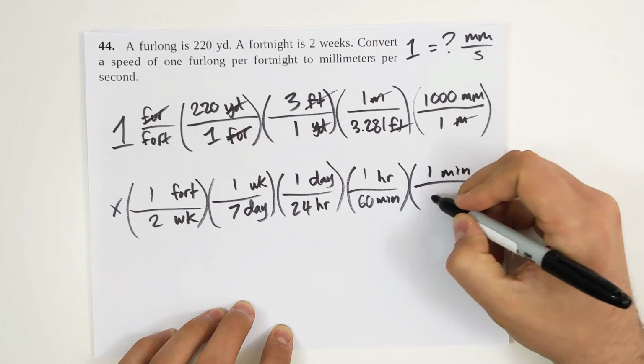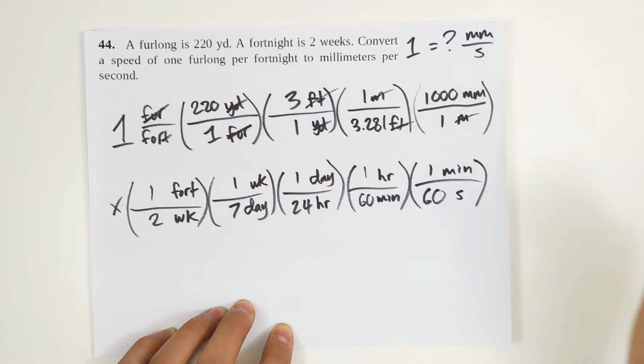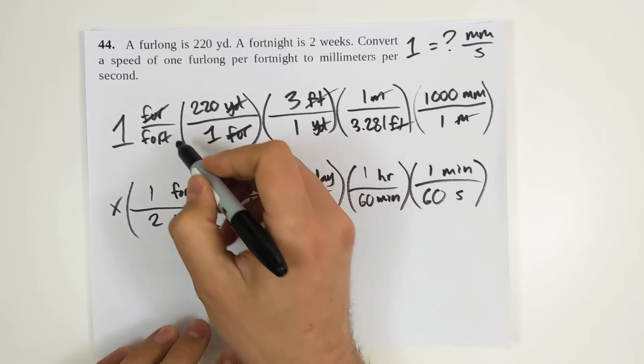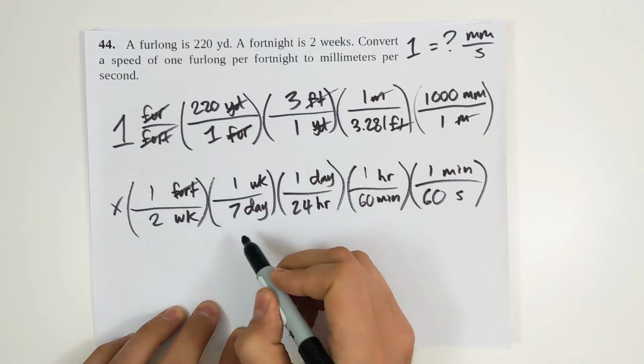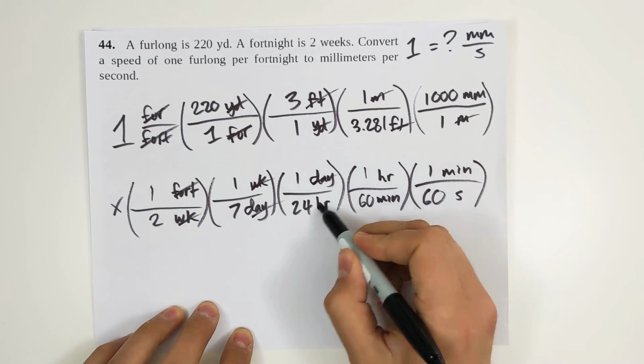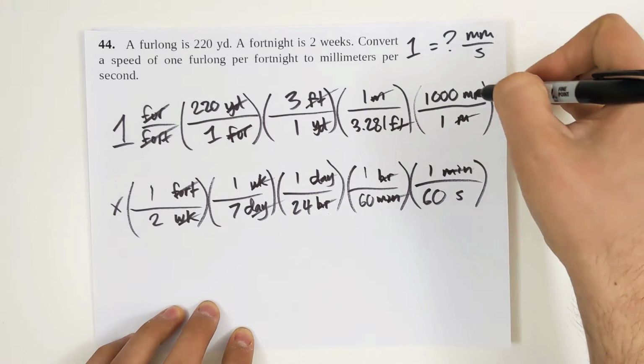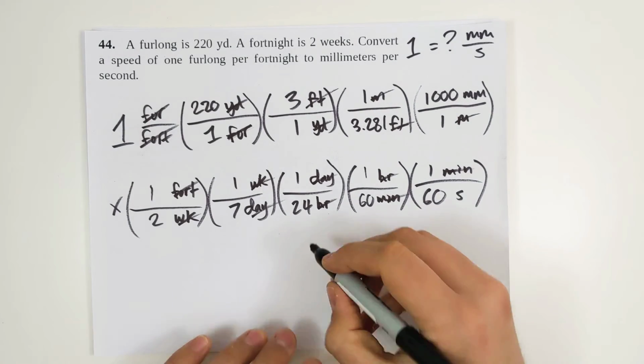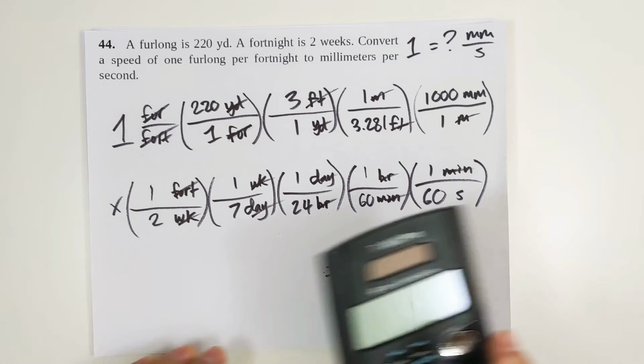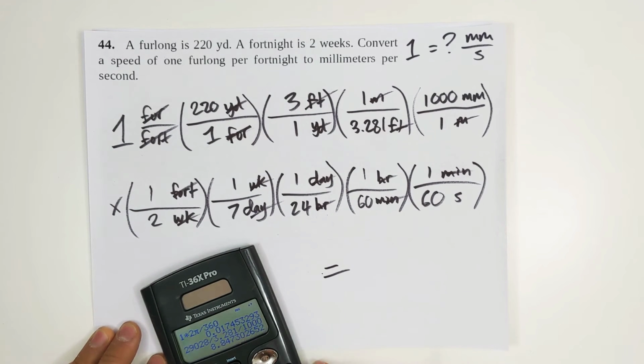1 minute is how many seconds? 60 seconds. Look at that. Let's do this. Fortnight, week, day, hour, minute. We've got millimeters per second. Now all we have to do is calculate. Let's do it. Okay. Woo!